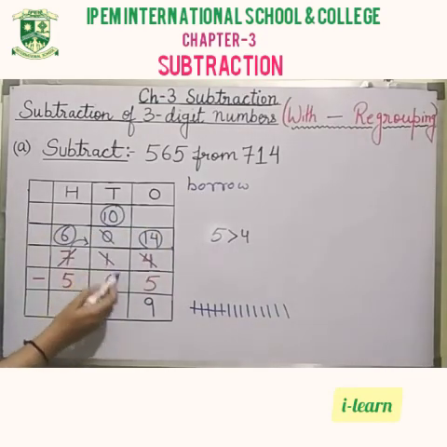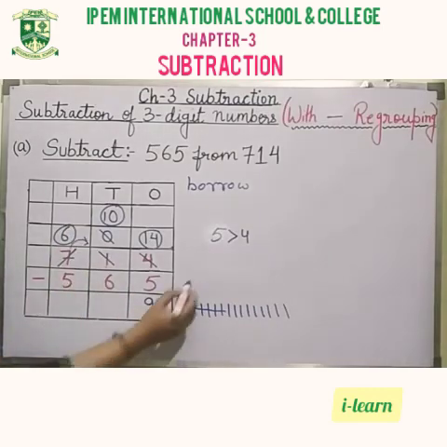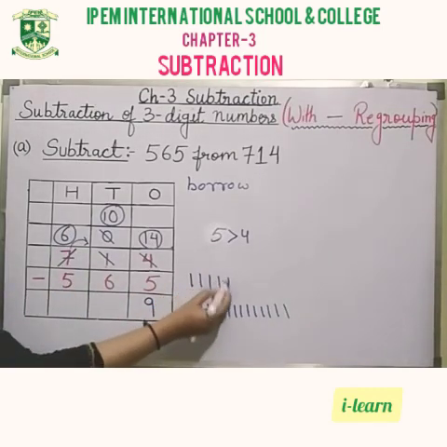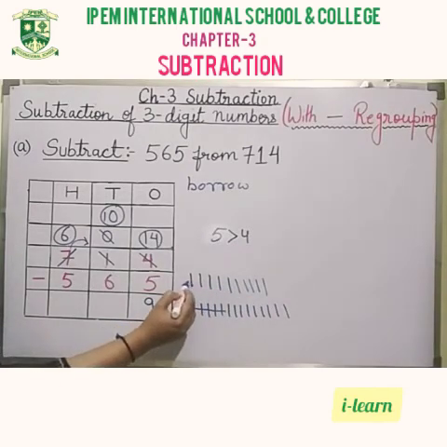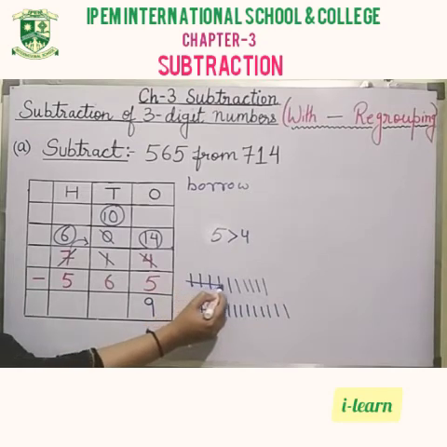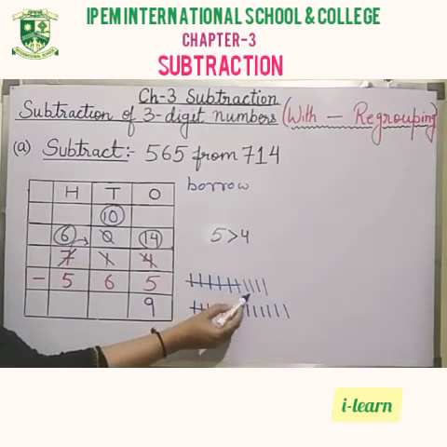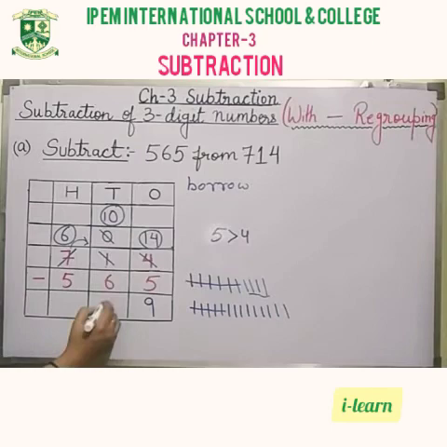Now we will subtract 6 from 10. So for that we will draw 10 lines. 1, 2, 3, 4, 5, 6, 7, 8, 9, 10. And strike 6 lines. 1, 2, 3, 4, 5, 6. How many lines are left? 4 lines are left. So it means 10 minus 6 is equal to 4.